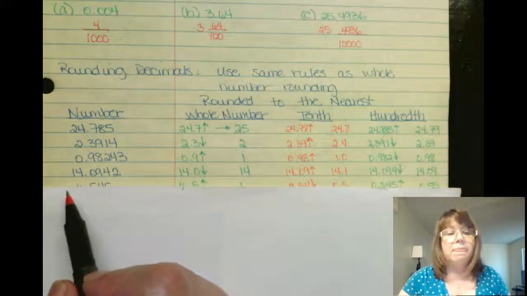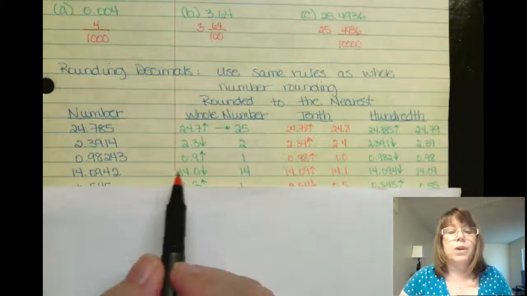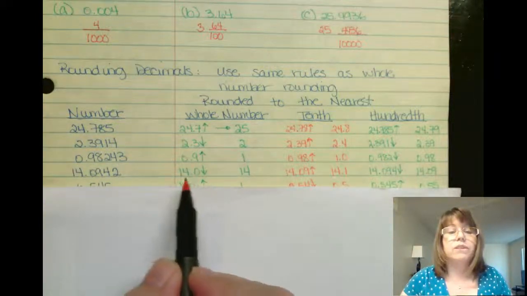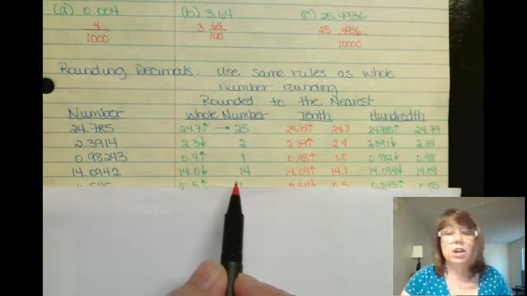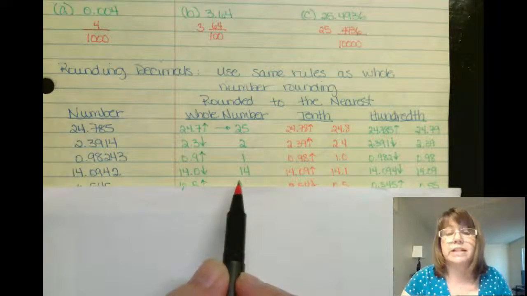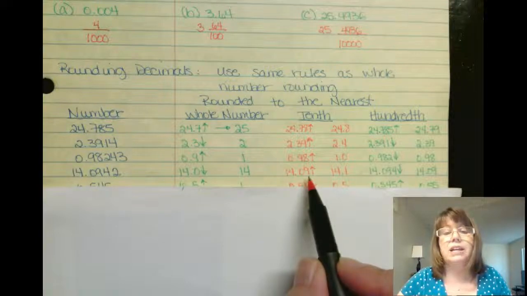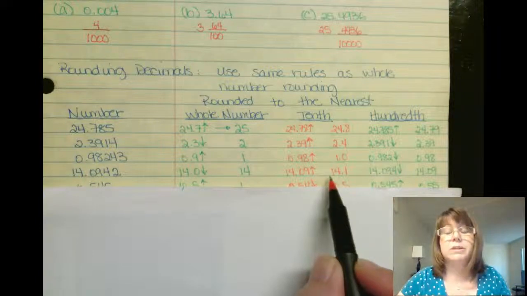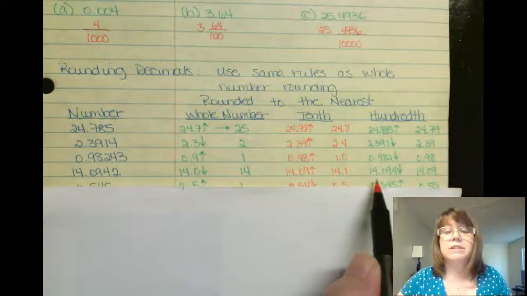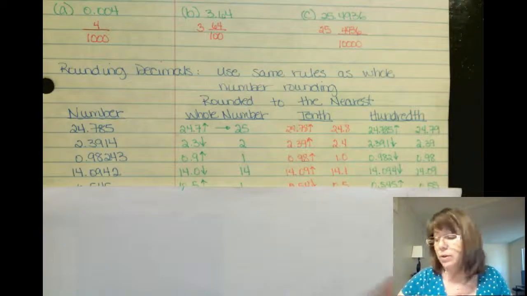Let's try one more. 14.0942. Well, when I'm rounding to the whole number, I look at the 0. 14.0, I round down. So my whole number is 14. Not 14.0, it is 14. For the 10th, 14.09, I look at the 9. It's greater than 5, so I round up. My solution is 14.1. And 14.094, I look at my 4. I round down, so to the 100th position it's going to be 14.09.